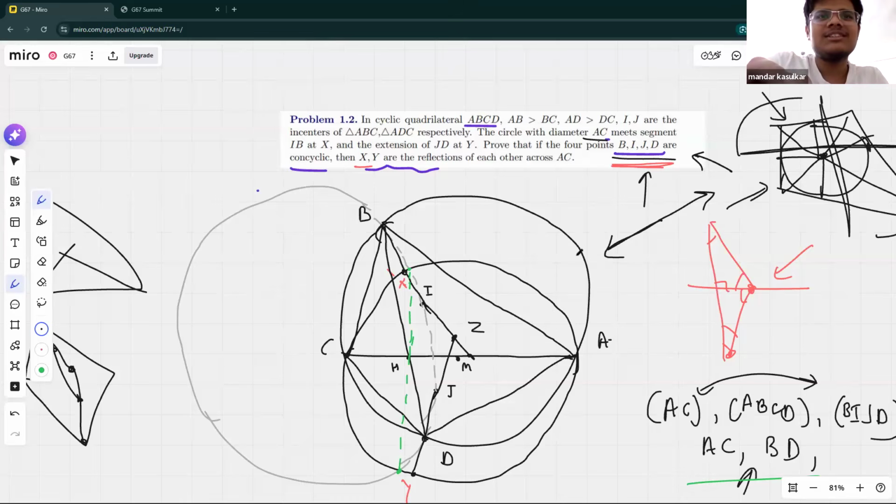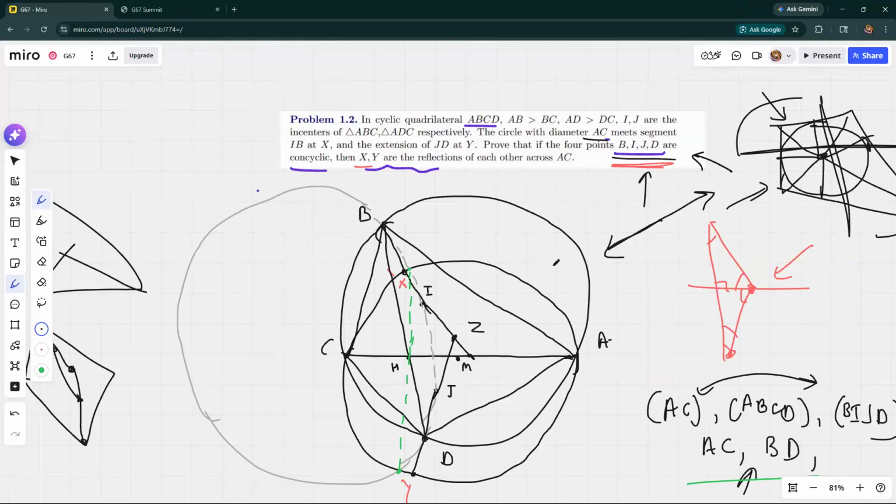Wait, actually, are you sure that the diagonals are perpendicular? Yeah, I need to check that. I will check. How are you using the condition? Are you bashing?